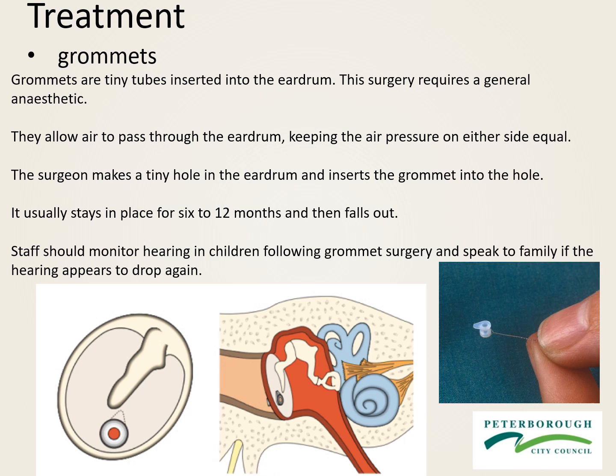The surgeon makes a tiny hole in the eardrum and then will insert the grommet into the hole. They usually stay in place for between 6 to 12 months and will then fall out on their own. But staff should keep an eye on children following a grommet surgery and speak to the family if the hearing appears to drop again.